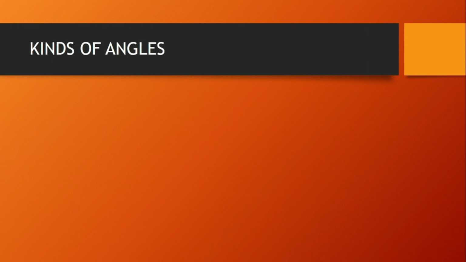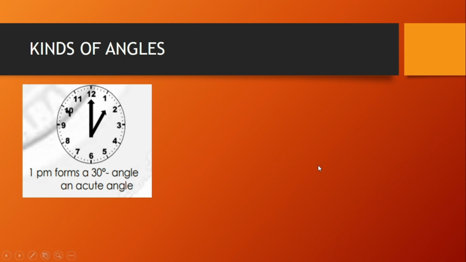Last is we have the kinds of angles naman. So, let's have this example. I have here a 1 p.m. that forms a 30 degrees. This is 1 p.m. Okay? This 1 p.m. forms a 30 degrees kung i-measure natin.